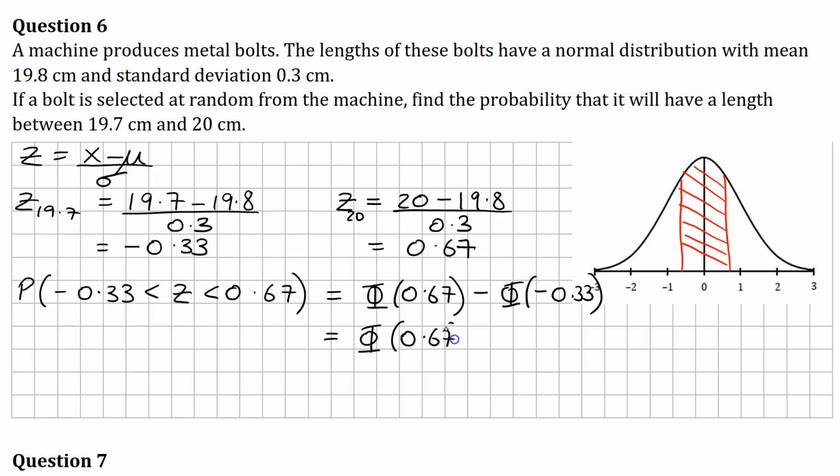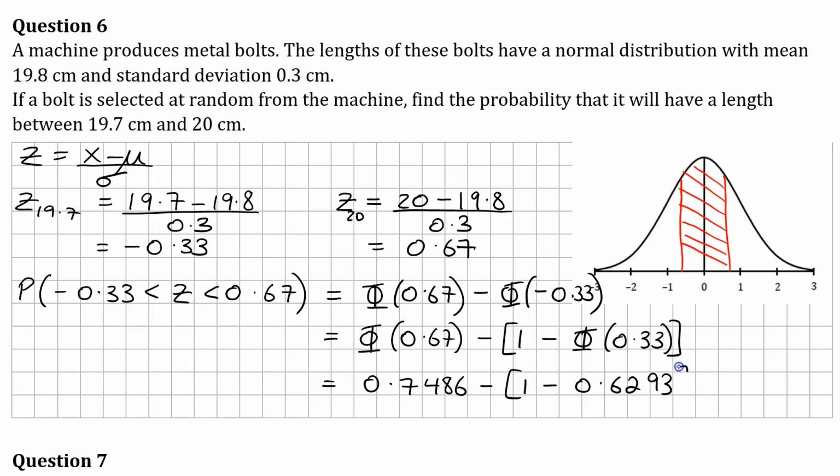So 0.67 minus 1 minus 0.33. So we look these up in our tables book and we get 0.7486 minus 1 minus 0.6293, and that will give us a total of 0.3379 or 33.79%.